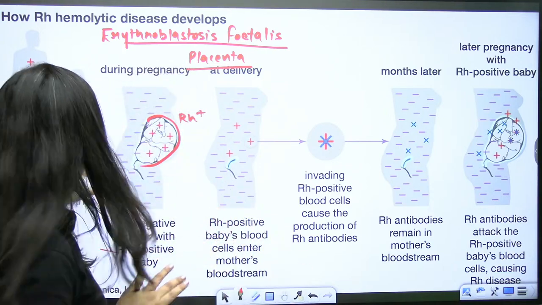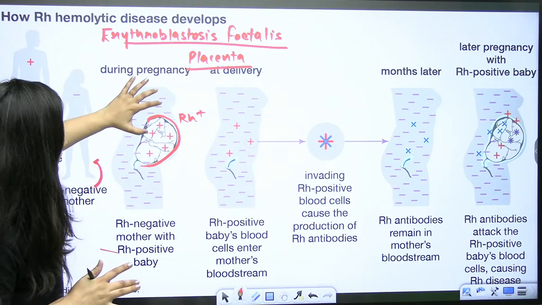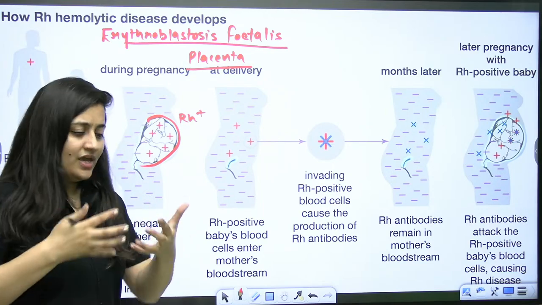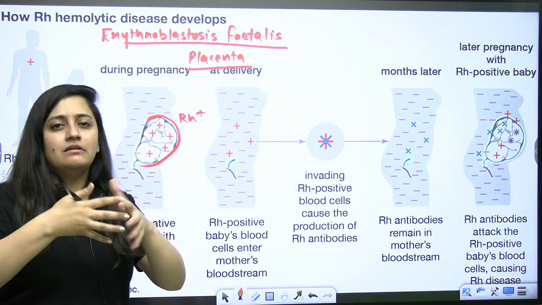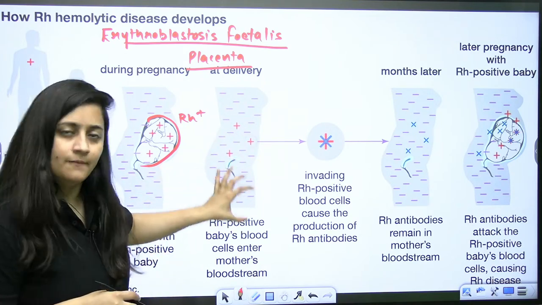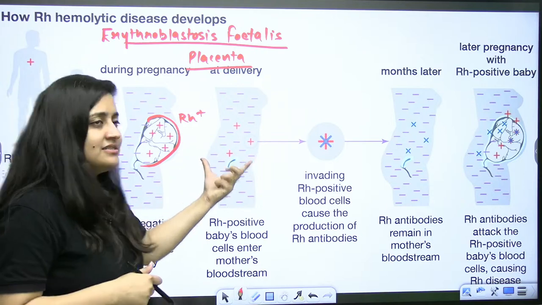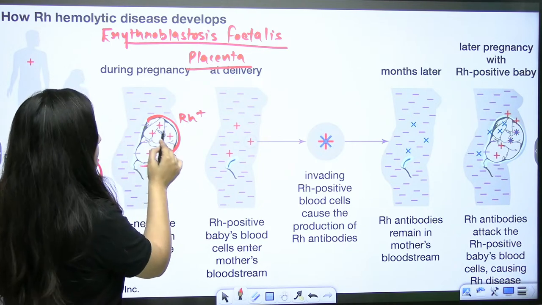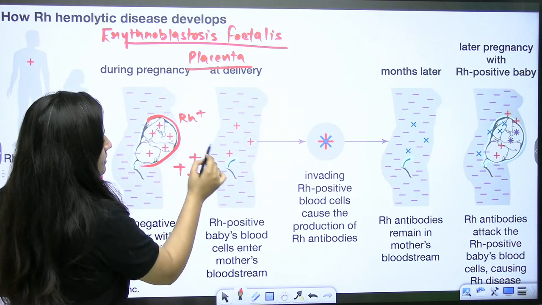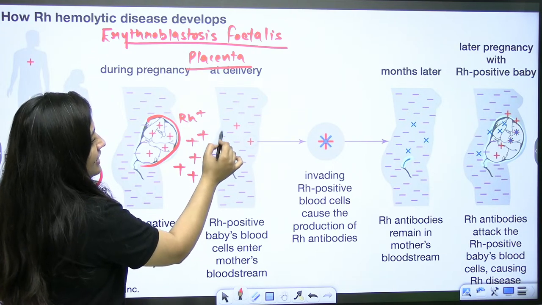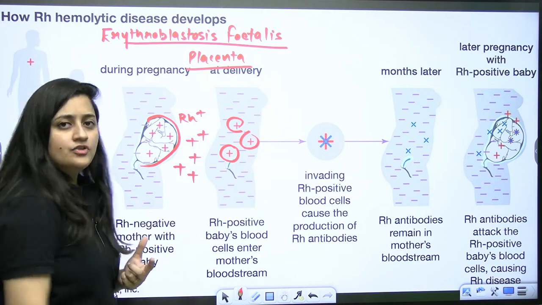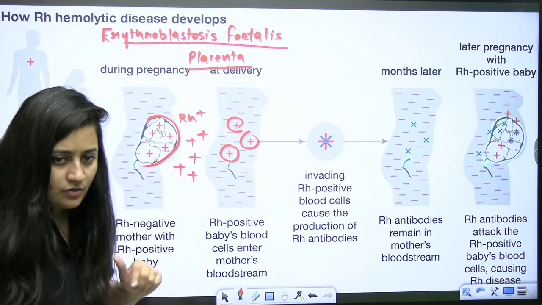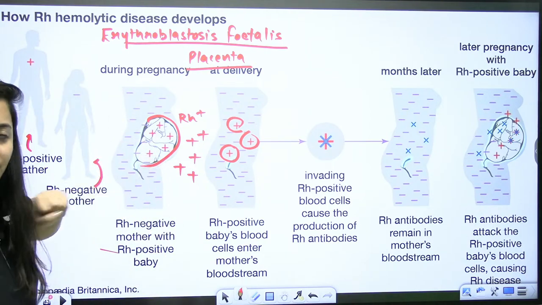I'm repeating this again. Let's say this is the case of the first pregnancy, and the mother is negative, the baby has a positive blood group. In the first pregnancy, the issue is not that severe. The placenta has an intimate connection, but still the issue is not severe. During childbirth, during parturition, there are chances that the mother's blood and the baby's blood can come in contact. So from the baby's blood, some Rh positive, antigen-containing RBCs will enter the mother's circulation. Yes or no? Now, because of that, what will happen?